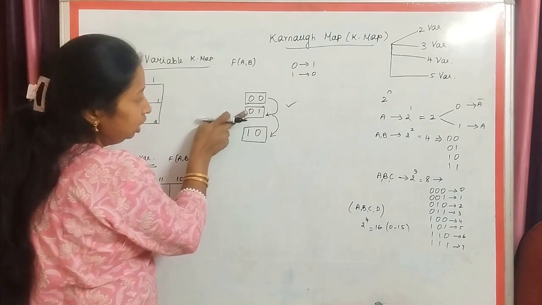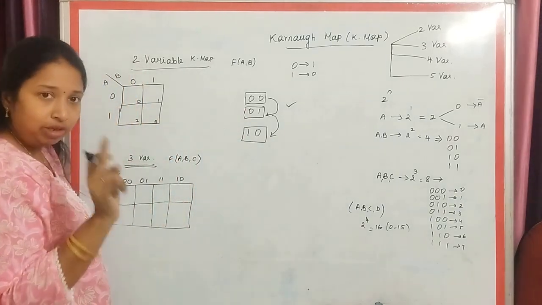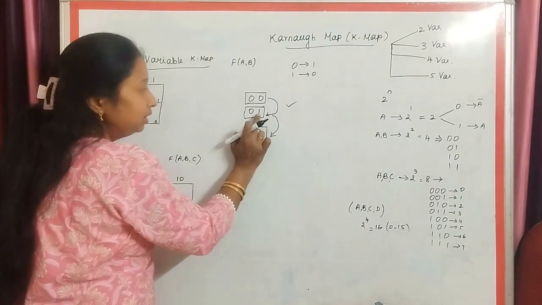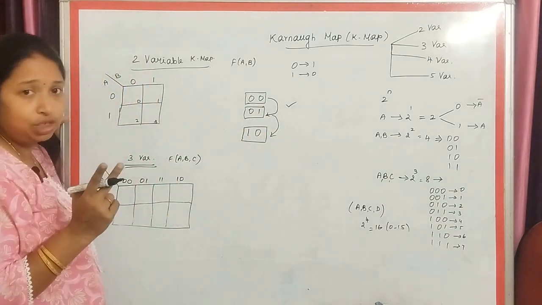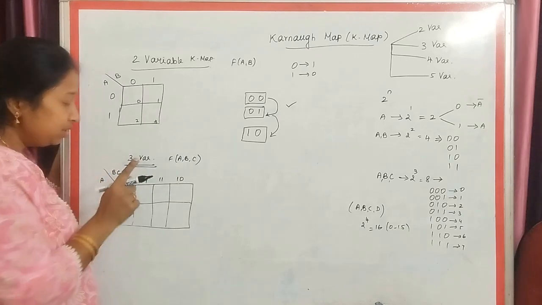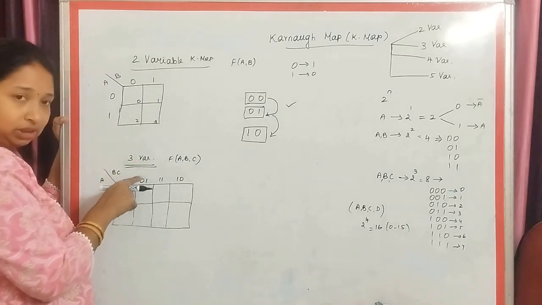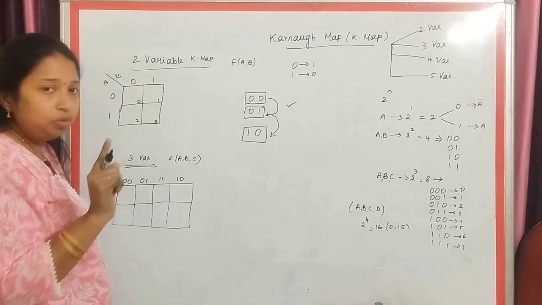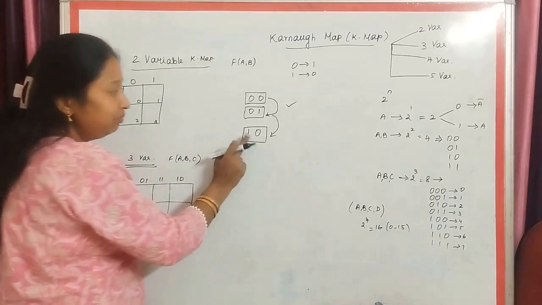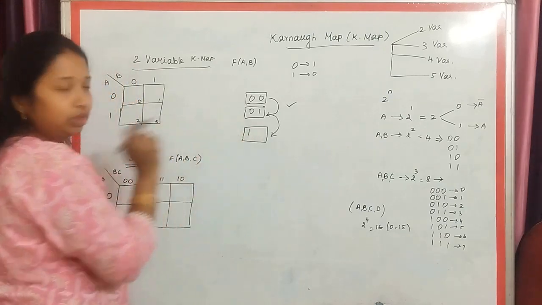Check on the bit change. The first bit is changing, so one bit change is already done. Check on the second number. Here again, 1 is changing to 0. So there is a 2 bit change happening. But there is always a condition that when you're moving from one state to another state, only one bit change is allowed. 2 bit change is not allowed. That is the reason we are not writing 1, 0.